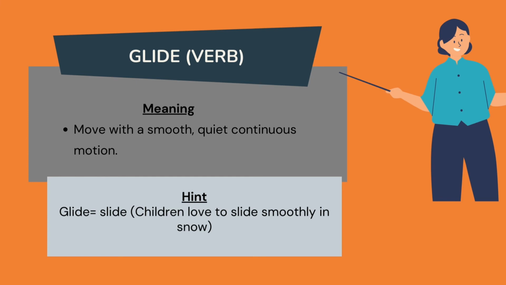Our next word is glide. Glide is also a verb and it means to move with a smooth, quiet, continuous motion. To memorize this, glide, slide. Children love to slide smoothly in the snow. This means that they love to glide over the snow.